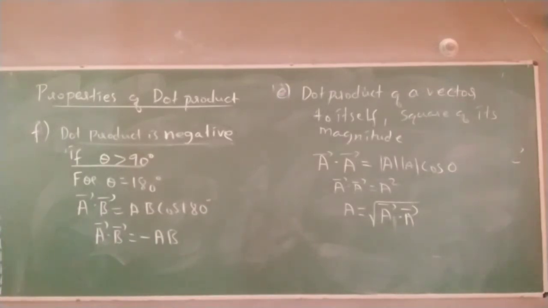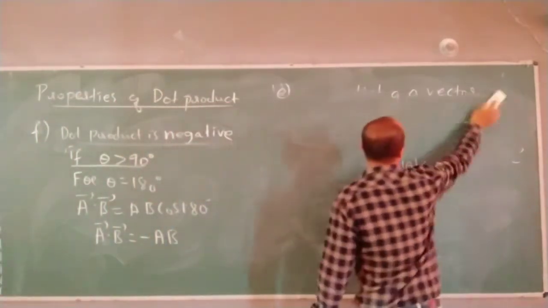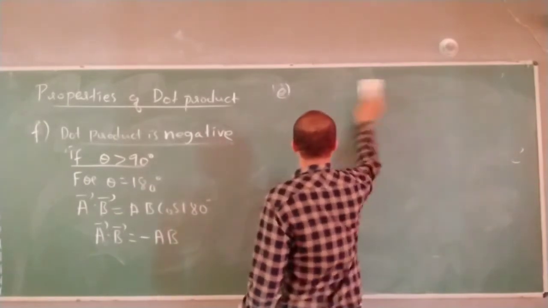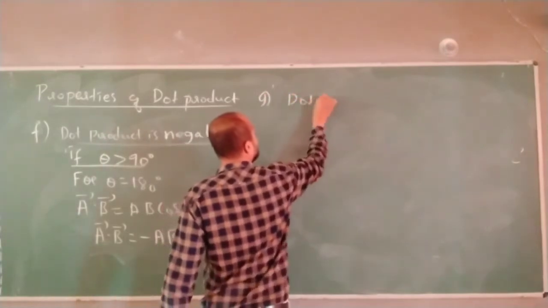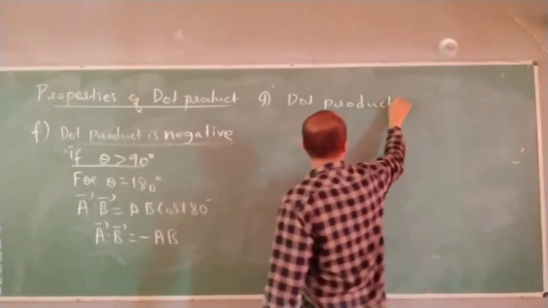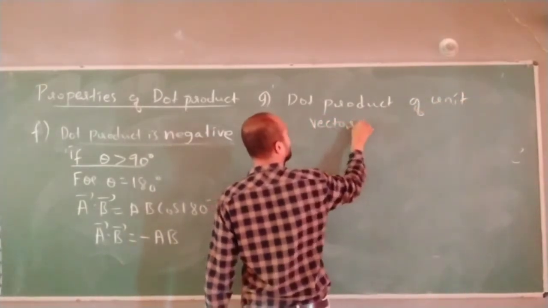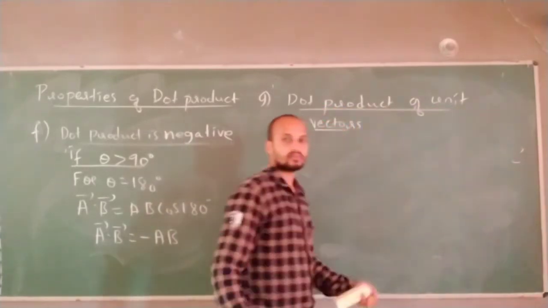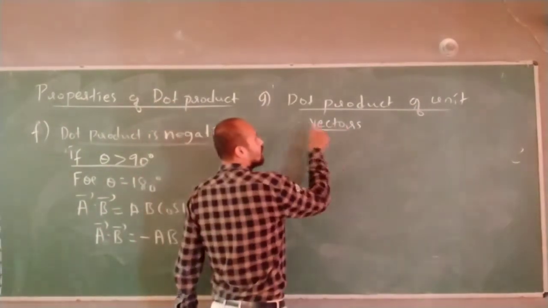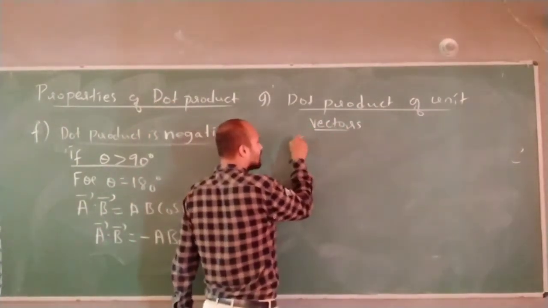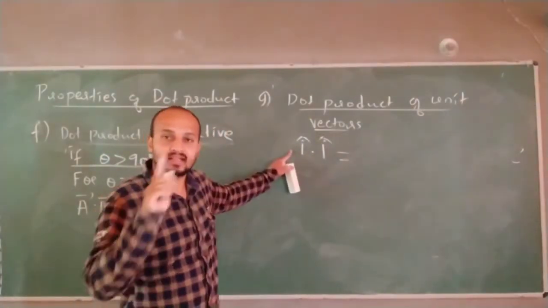Let us take another property. What is that? Dot product of unit vectors. Let us do the dot product of unit vectors. I will show one example. If I do dot product of unit vectors, what am I going to get? See here, I cap dot I cap. What is the magnitude of a unit vector? 1.